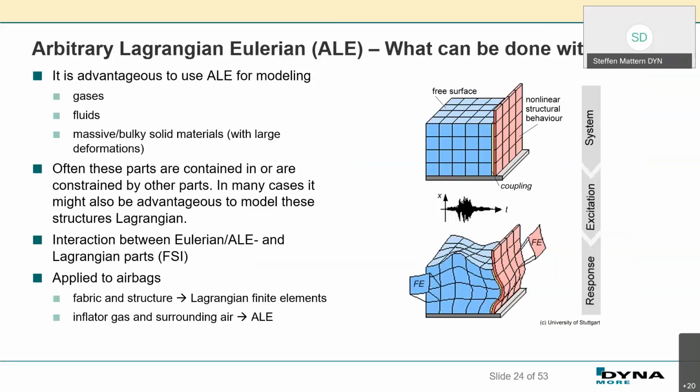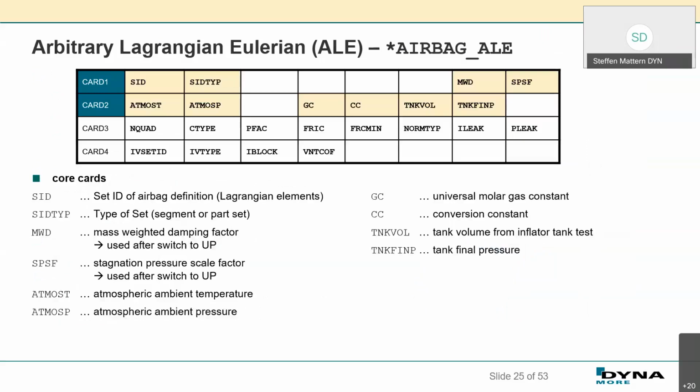So this requires also the possibility of interaction between Eulerian or ALE and Lagrangian parts, which is also available in LS-DYNA. These features can be applied to model airbags by using standard finite elements for the fabric and the structure, and ALE for the gas inside and outside the airbag.